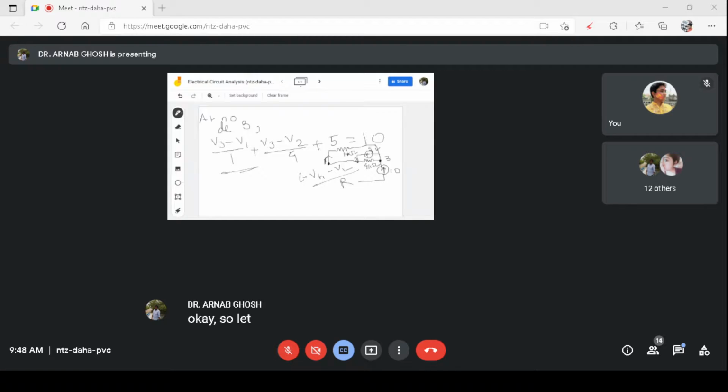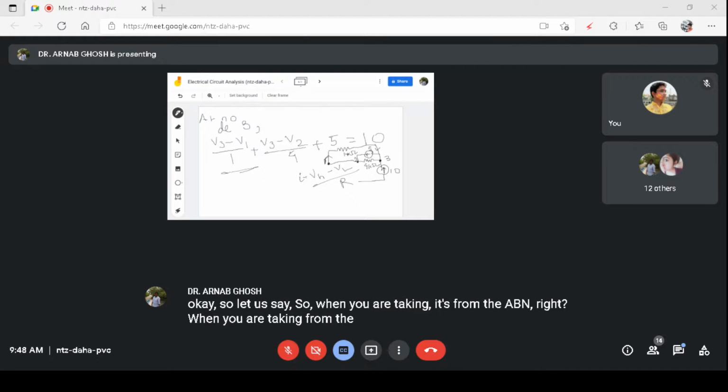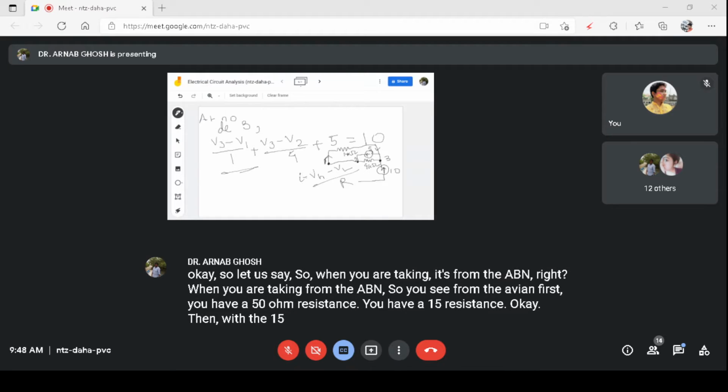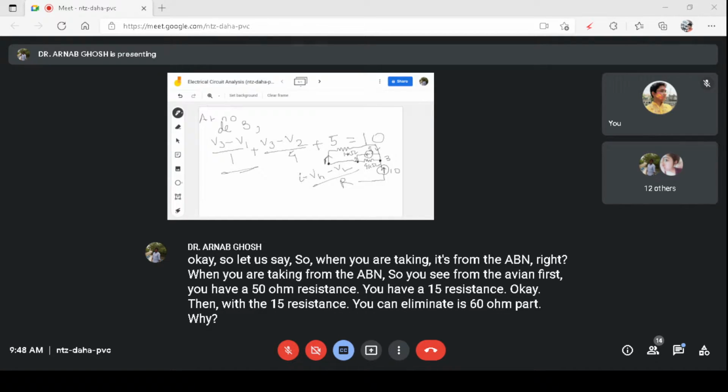Okay. So let us say, when you are taking from the AB end, first you have a 50 ohm resistance. Hence, you can eliminate this 60 ohm part. Why are we eliminating the 60 ohm part? Yes, I will tell you.